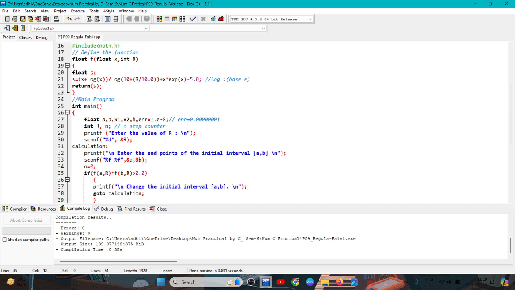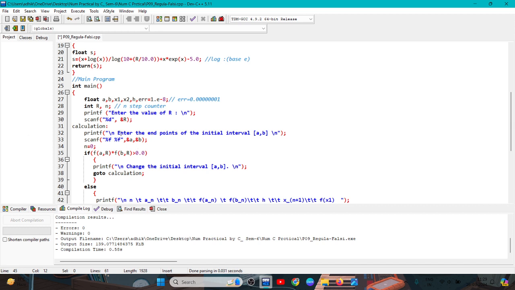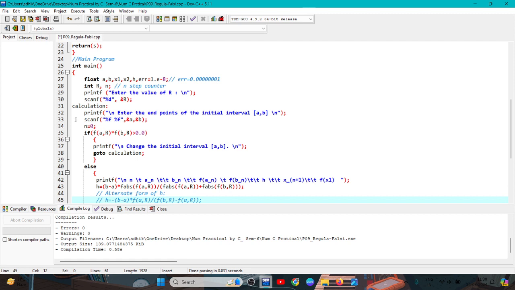First we enter the value of r by scanf %d &r. Next, print: enter the initial interval endpoints, the boundary points of the initial interval [a, b] that contains the exact root alpha of the equation f(x) = 0. And the scanf is %f %f, &a and &b. Here the initial step n is equal to 0.